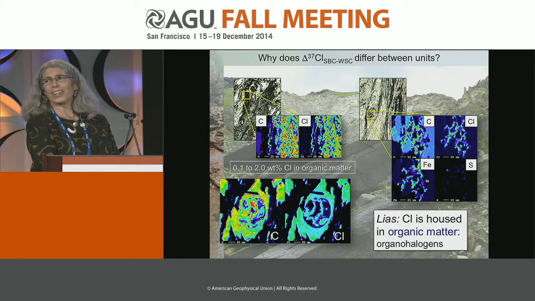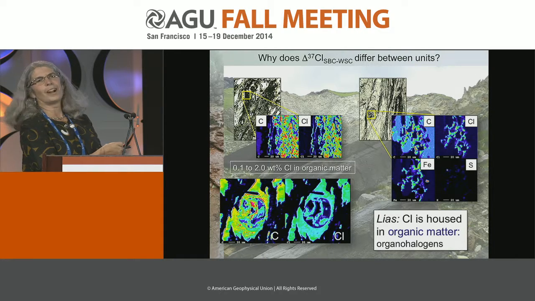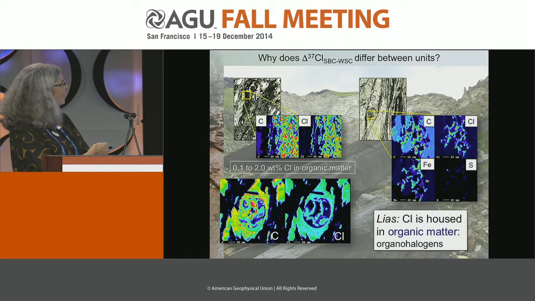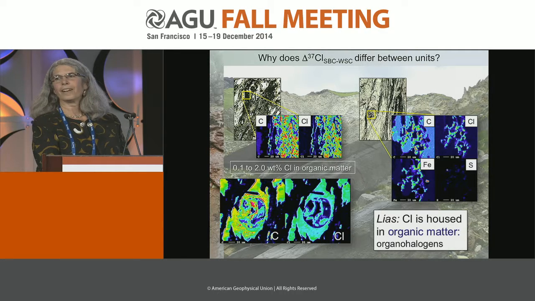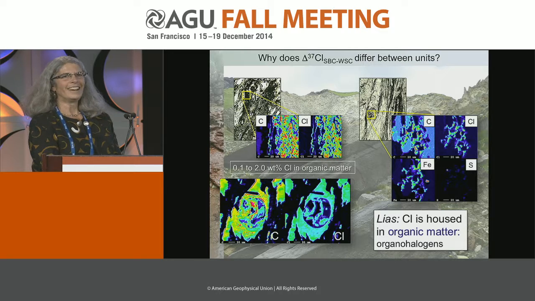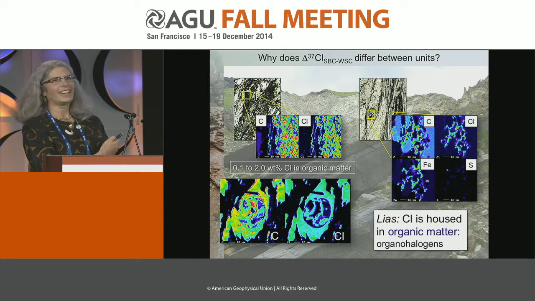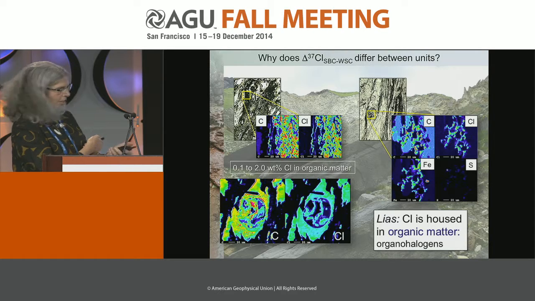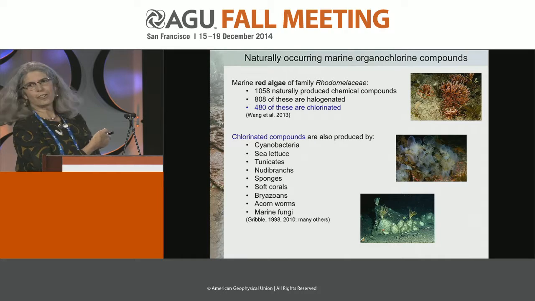So this was a real surprise. So the chlorine in all of the Liassic rocks seems to preferentially be housed in organic matter, which means we're dealing with various organohalogen compounds, not chloride replacing OH in silicates or apatites. All right, so let's go back now. Oh, actually, before that, so organochlorine compounds.